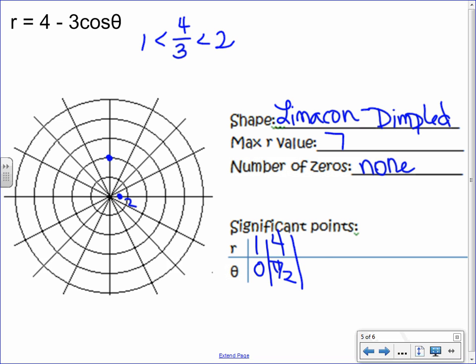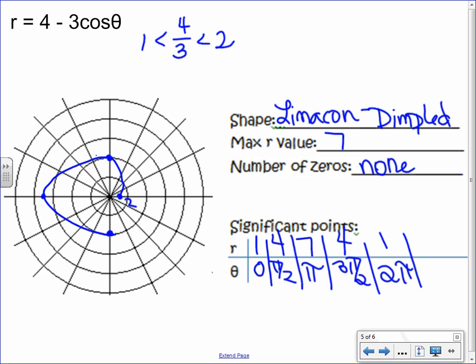Next, we'll plug in pi. Cosine of pi is -1, so 4 minus 3 times -1. 3 pi over 2 is going to give us 4, and 2 pi should bring us back to 1. So this is going to look similar to a cardioid, except the indent is just not as extreme. And obviously, we don't hit the pole.